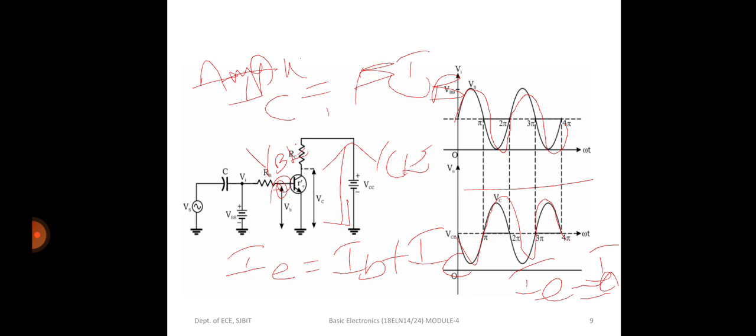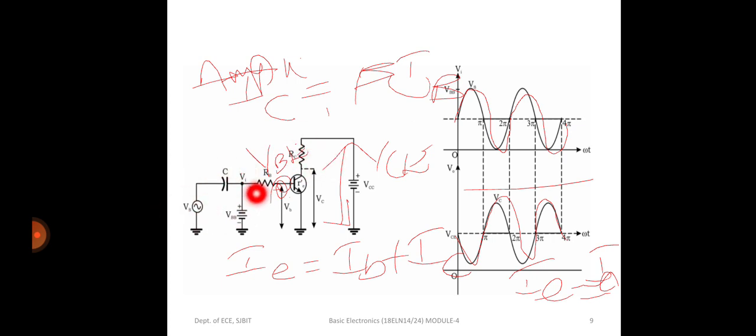We know the expressions. An AC voltage Vin to be amplified is superimposed on the DC bias voltage VBB with the base resistor RB in series, which is shown here. The DC bias voltage VCC is connected to the collector through the resistor RC.